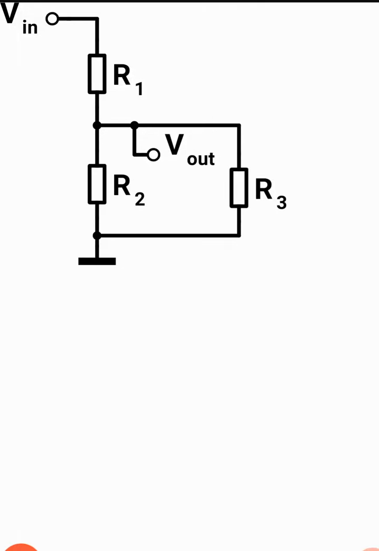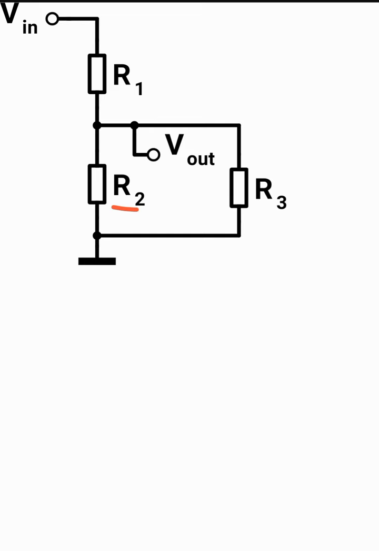So let me challenge you through another circuit to calculate the voltage V out as shown. Imagine you are given a supply voltage V in, or input voltage V in, and there are three resistors R1, R2 and R3. They are connected as shown.